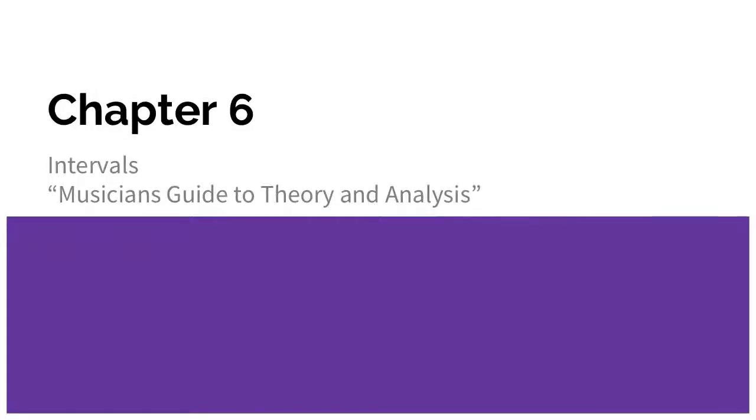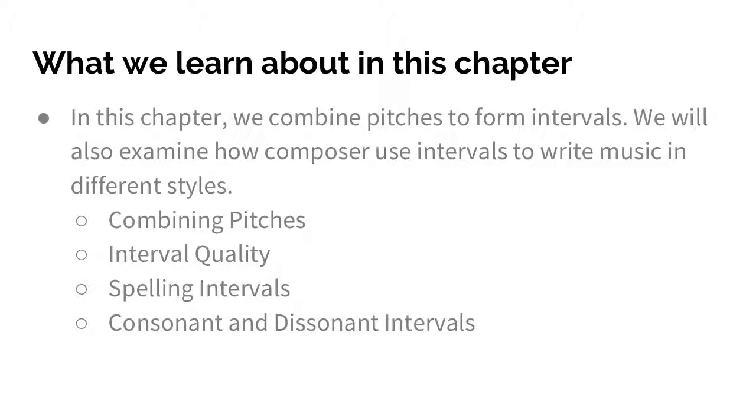Welcome to the Chapter 6 online lecture on intervals from the Musician's Guide to Theory and Analysis. In this chapter, we are going to learn about intervals. This is where you combine pitches to create jumps and skips, and how we talk about harmony as well. We're going to talk about combining pitches, interval quality, spelling intervals, and consonant and dissonant intervals.